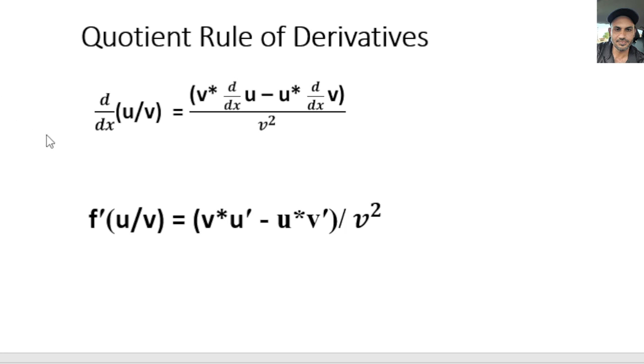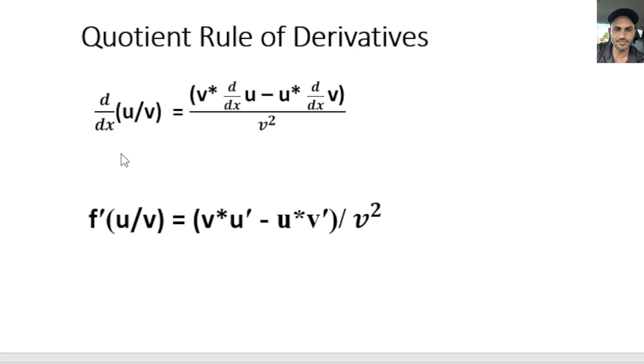So if we have a function which is the quotient of two functions like this one, u and v, when we want to take the derivative of such function, then we use the quotient rule of derivatives. The derivative of u over v is v, the denominator term, times the derivative of the numerator term, minus the numerator term times the derivative of the denominator term, divided by the square of the denominator term.